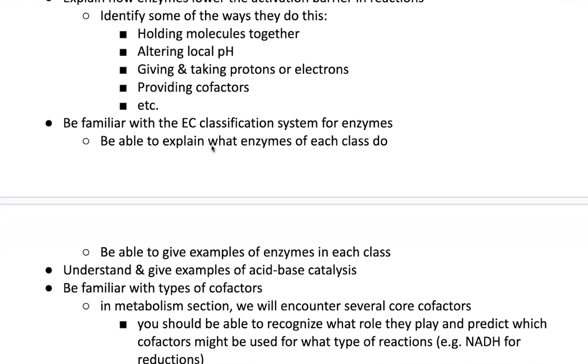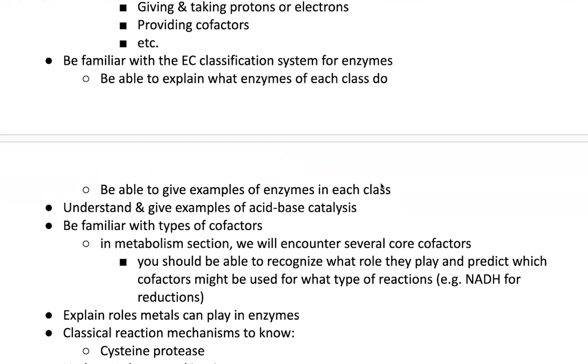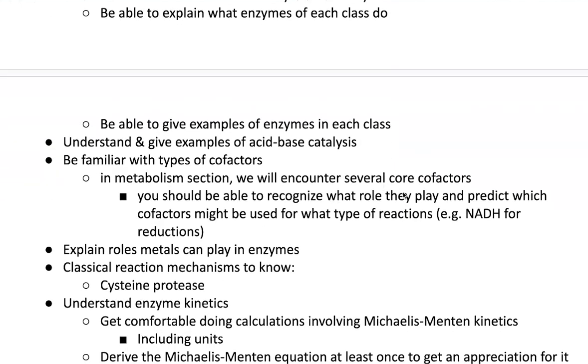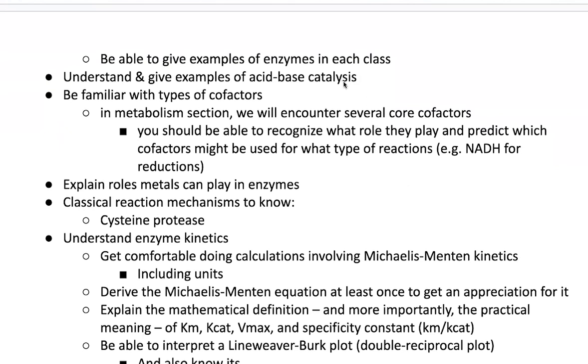So be familiar with the EC classification system for enzymes and be able to explain what enzymes of each class do. Be able to give examples of enzymes in each class. And I highly recommend going through examples of the various enzymes in detail, not trying to memorize them, but really just trying to understand what's going on. Understand and give examples of acid-base catalysis, both general and specific. So specific is where we're actually involving water. General, it can be a different acid or base.